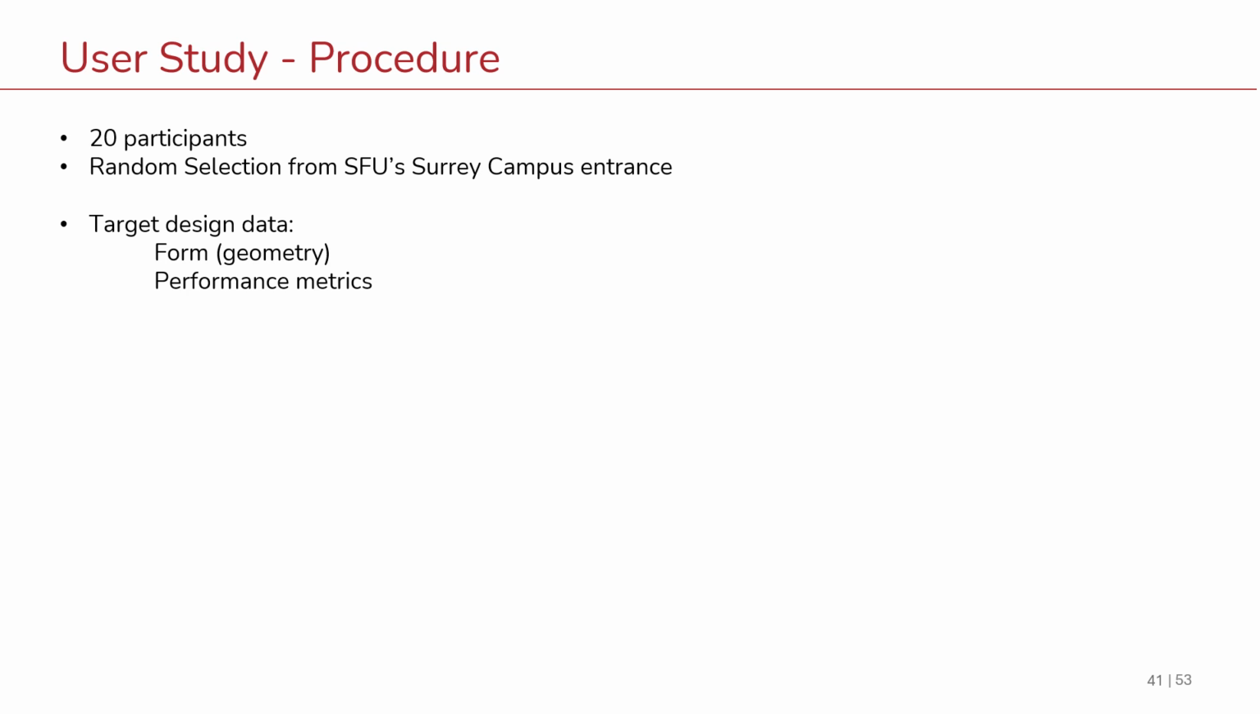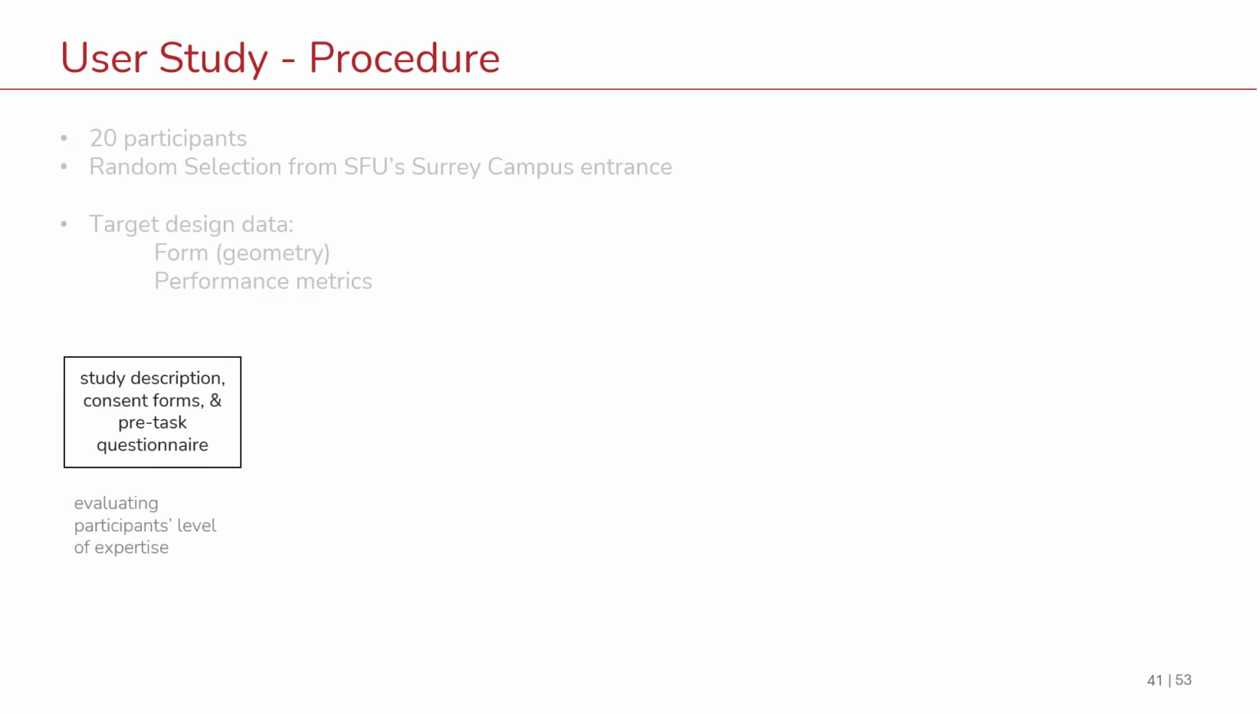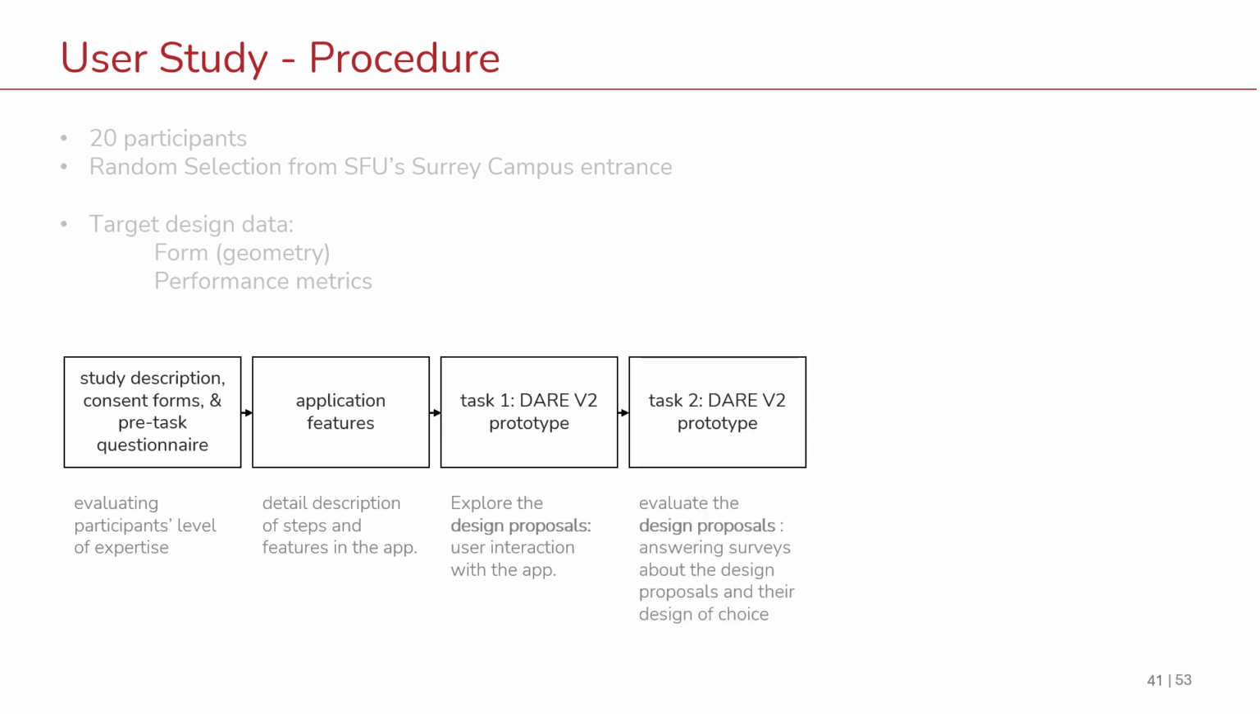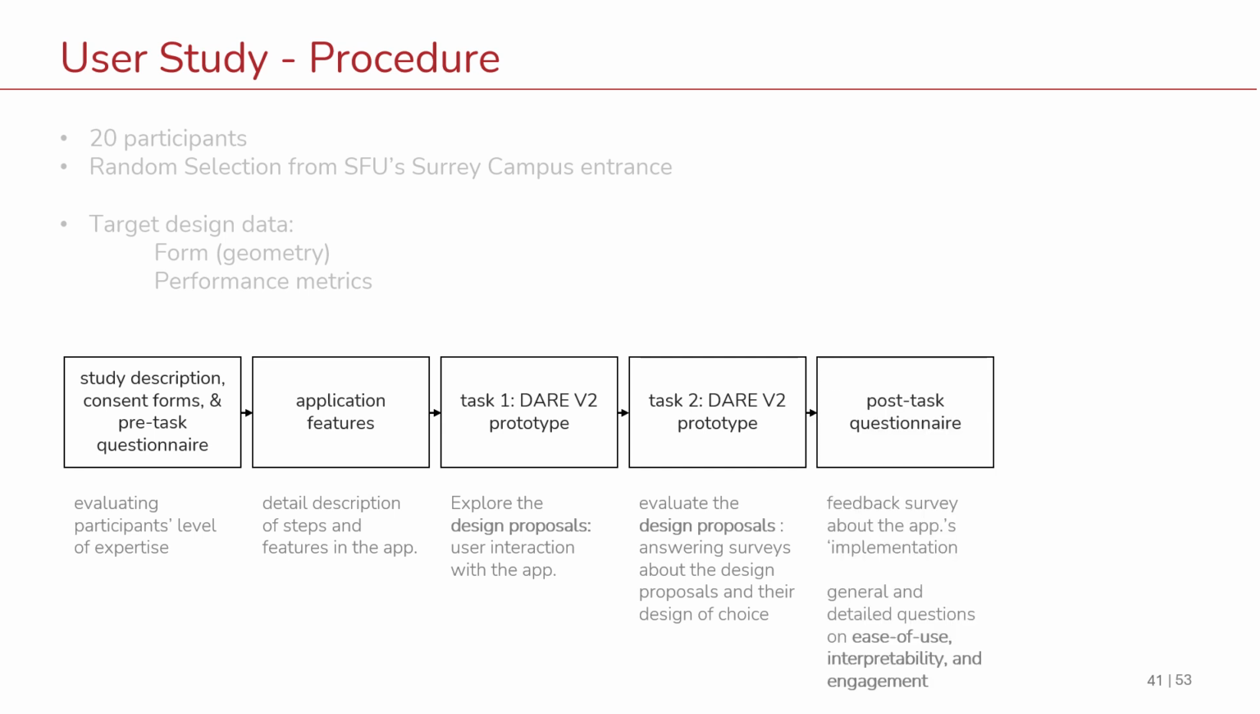We recruited 20 participants randomly selected from SFU's campus entrance, and the target design data was form data and performance metrics related to those 3 sculptures that I showed earlier. So we began with a study description, then continued with explaining the application's features and asked participants to do task 1, which was interacting with the application, and then complete task 2, which was answering surveys about the design proposals and their design of choice.